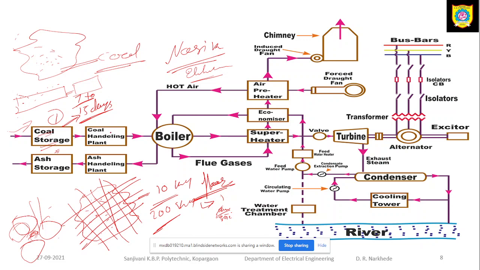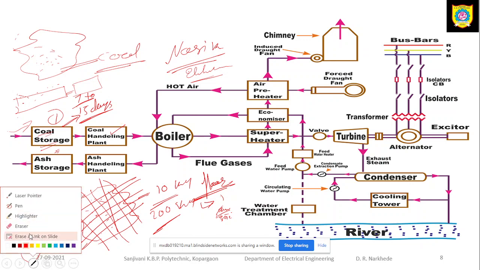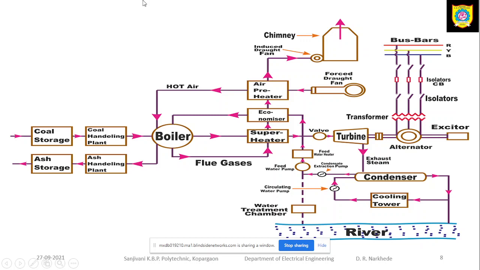So in the coal handling plant we are going to prepare the coal for burning. ओके, सो आपने कोल बर्न करने के लिए कोल हैंडलिंग प्लांट में क्या करेंगे, हम लोग कोल को पाउडर में कन्वर्ट कर देंगे, पाउडर फॉर्म में. So here we write: we are going to store the coal for 7 to 15 days.